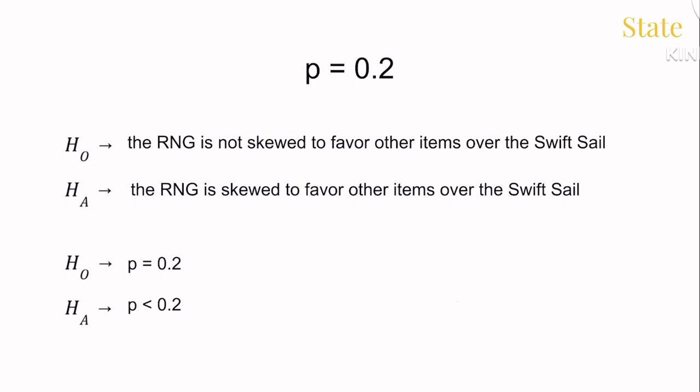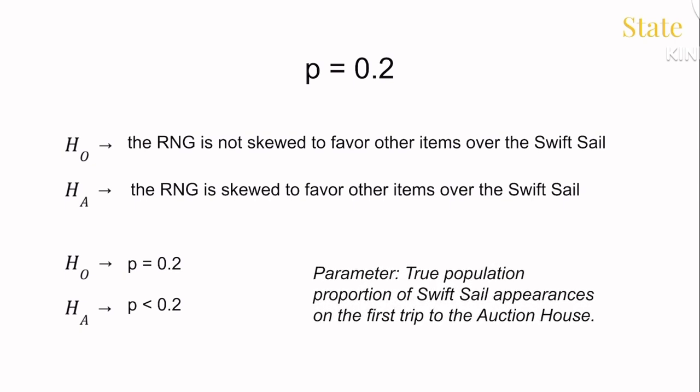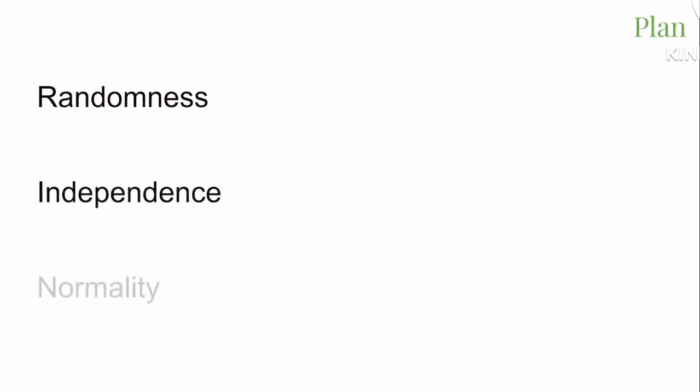The last portion of the state segment requires us to state the parameter that we're observing. So let's do that now. Now that we know what we're trying to prove or disprove, let's make sure that we can actually run our test. We have to check 3 conditions for significance tests: randomness, independence, and normality.